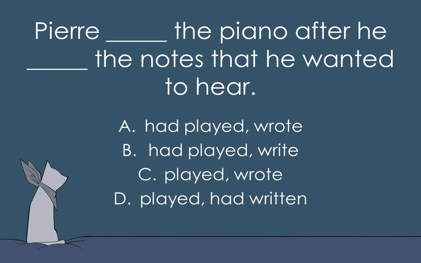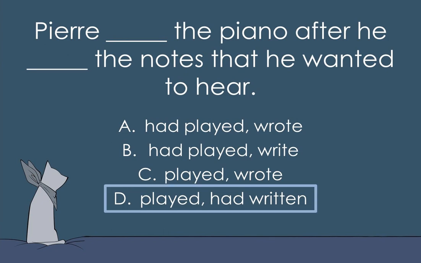Number 5. Pierre blanked the piano after he blanked the notes that he wanted to hear. In this sentence, the verb on the second blank happened first before the other. Therefore, letters A, B, and C are already out of the choices because the second verbs on these choices are in past tense. The answer for this item is letter D.